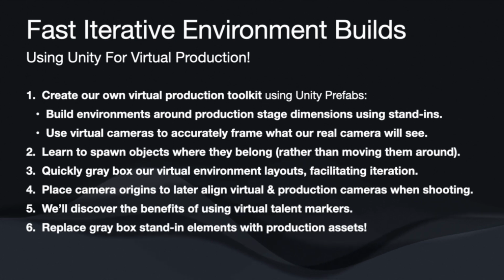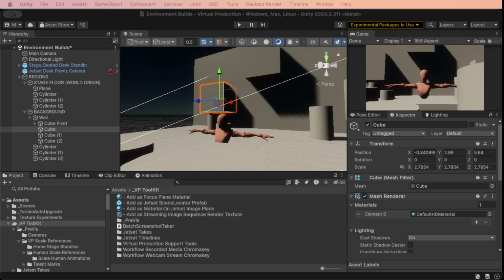We used a virtual camera to accurately frame what our real camera will see on shoot day. And using regions, we learned to spawn objects where they belong rather than having to shuffle them around. And we quickly grayboxed our virtual environment so fast. We didn't weigh ourselves down with production-ready assets because why bother at this stage?